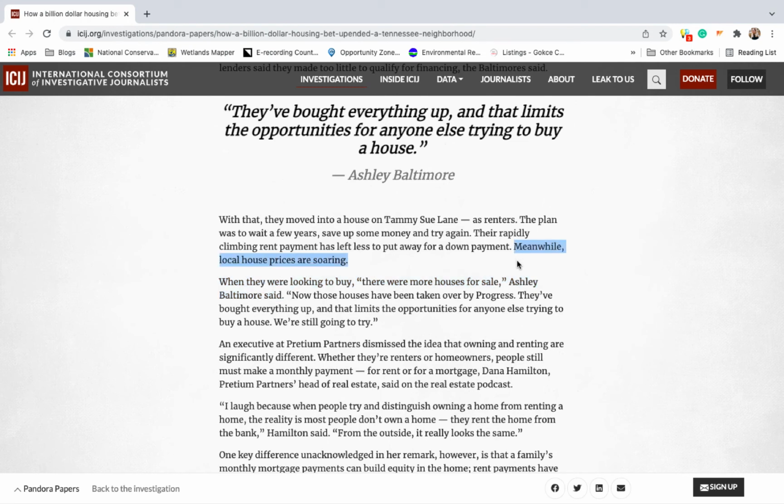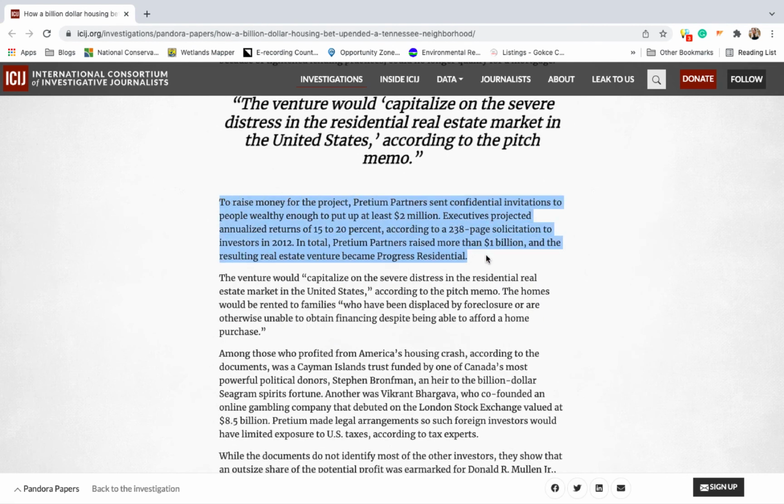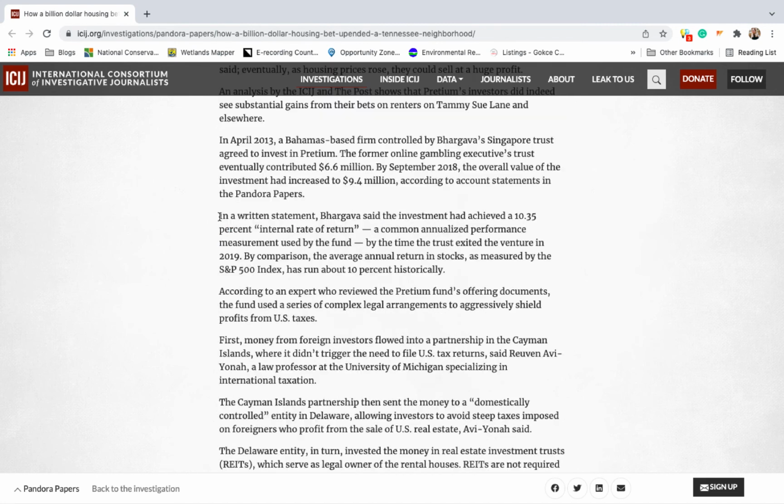Housing prices had soared, but on top of this, homes were being snatched up by a new player in the market, Progress Residential. Progress is a real estate investment company owned by Pretium Partners, a parent company backed by a number of wealthy individuals, including a Goldman executive who predicted and profited from the 2008 market collapse. The company promises annualized returns of 15 to 20%, a rate attractive enough to bring in more than $1 billion in capital. Indeed, one investor publicly disclosed that he made an IRR of 10.35% when he exited the company.